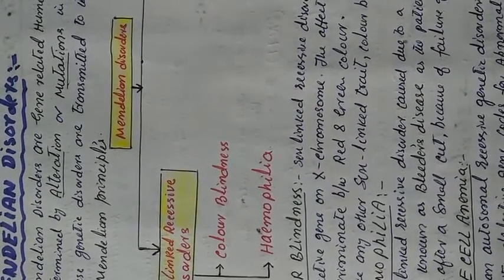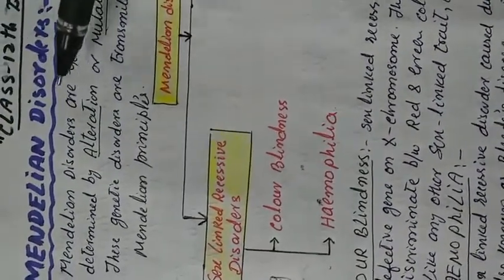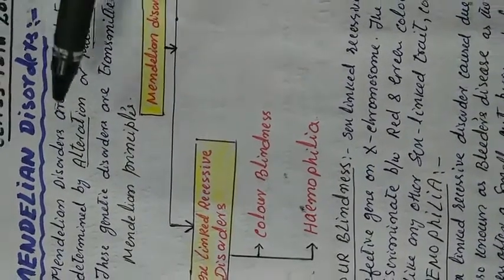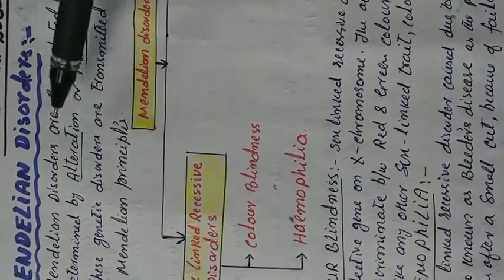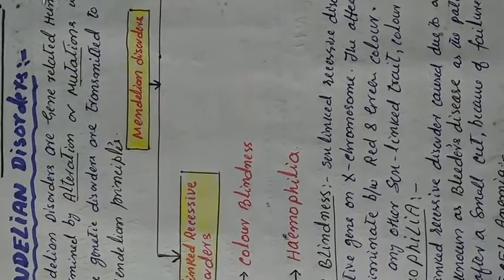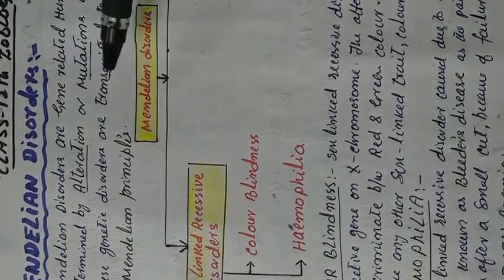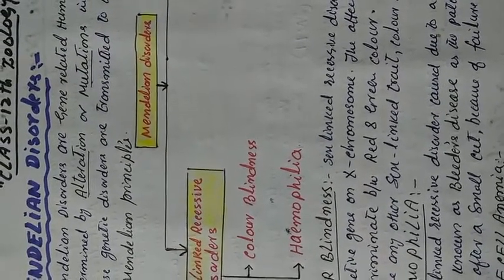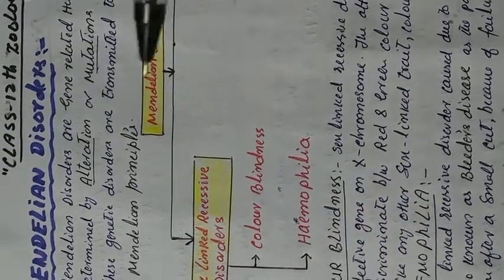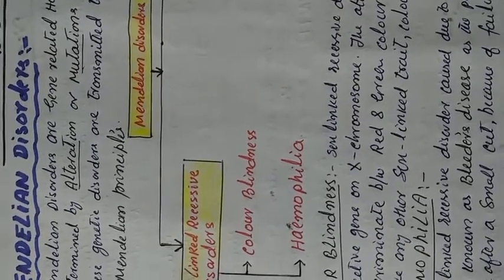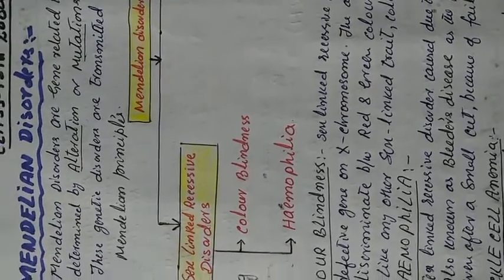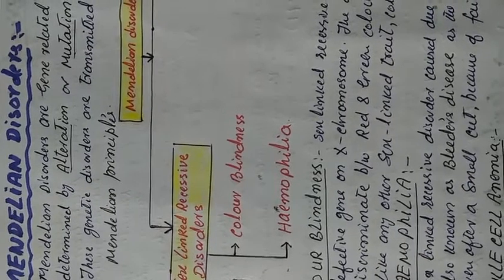In our previous topic we discussed various chromosomal disorders. Now today we will discuss Mendelian disorders. Mendelian disorders are actually gene-related human disorders which are determined by alteration or mutations in a single gene. These genetic disorders are transmitted as per Mendelian principles, which you have studied already.